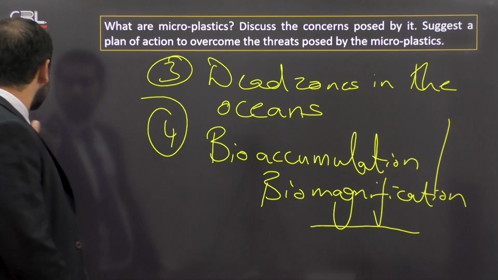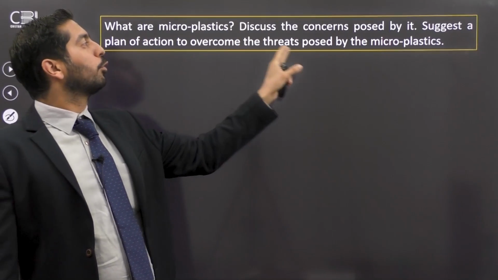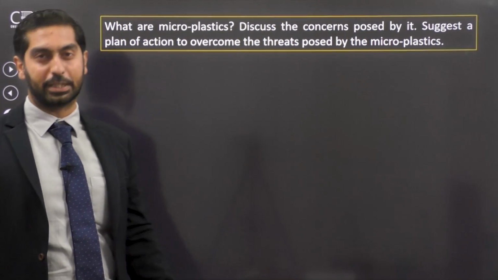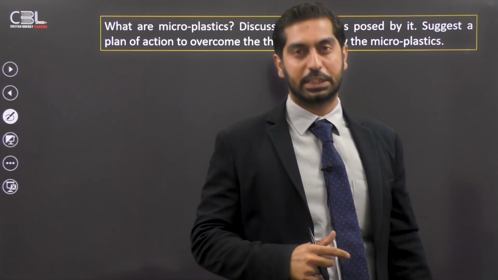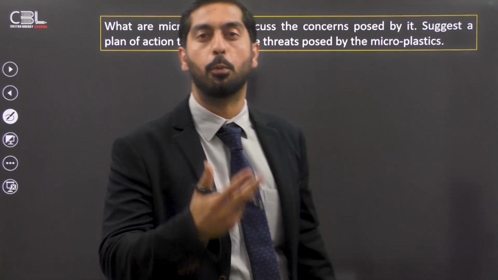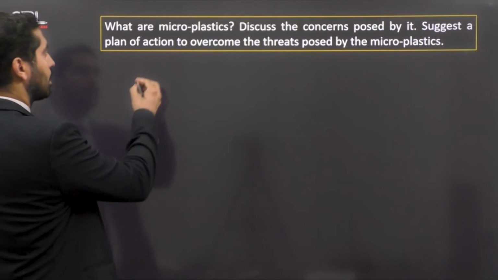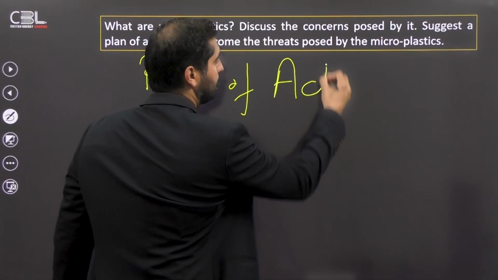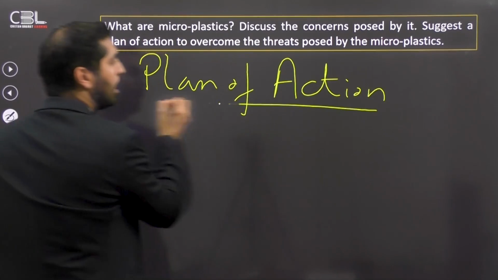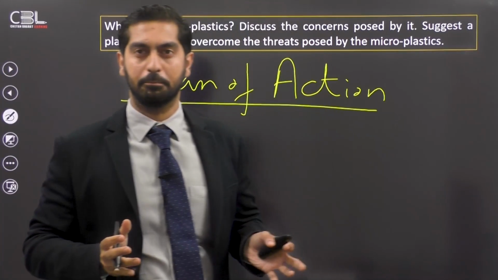Now, coming to the third part of the question: suggest a plan of action to overcome the threats posed by microplastics. We are supposed to give some suggestions, to offer some way forward. So what can you come up with? Mind it, your plan of action has to be multidimensional.